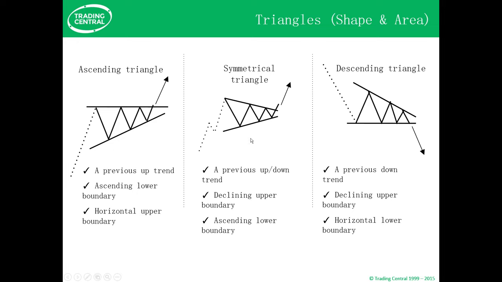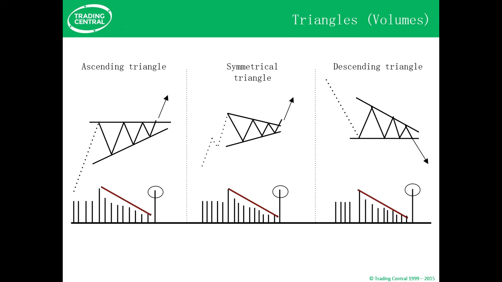The symmetric triangle is normally sideways, and the market just lacks direction and waits for the breakout. For the volume, similar to wedges, you can see the volume is dropping and drying up as the market waits for the breakout. If the breakout comes with heavy volume, it will confirm the triangle pattern.